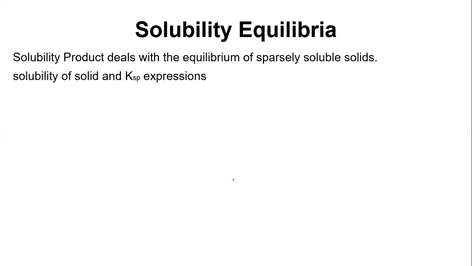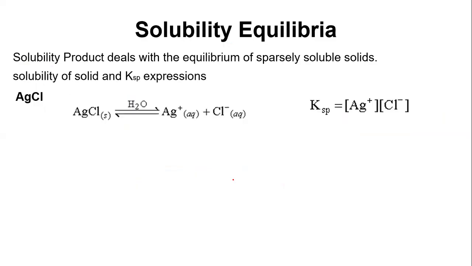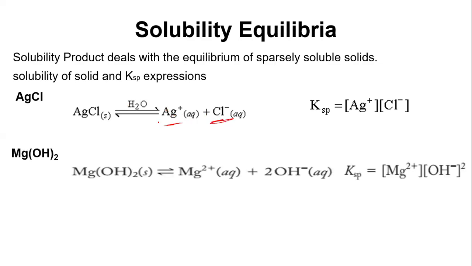Good. Now we are saying that solubility products deal with the equilibrium of sparingly soluble solids. I've already talked about it, right? Partially soluble solids, solubility of solids, and KSP expression. And so the first question is to give an expression of KSP for silver chloride, right? Now, silver chloride is sparingly soluble. It will dissociate to give you silver ions and chloride ions. The KSP would be equal to the concentration of the silver raised to the power 1 and the concentration of chloride ion raised to the power 1. That is what we have here.